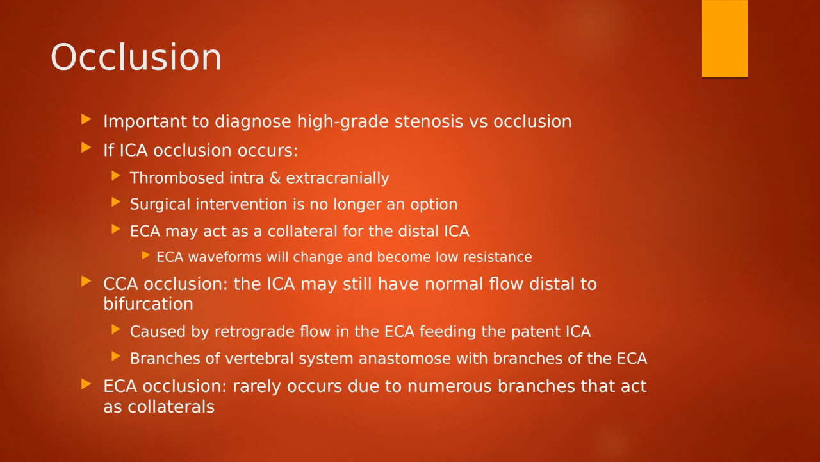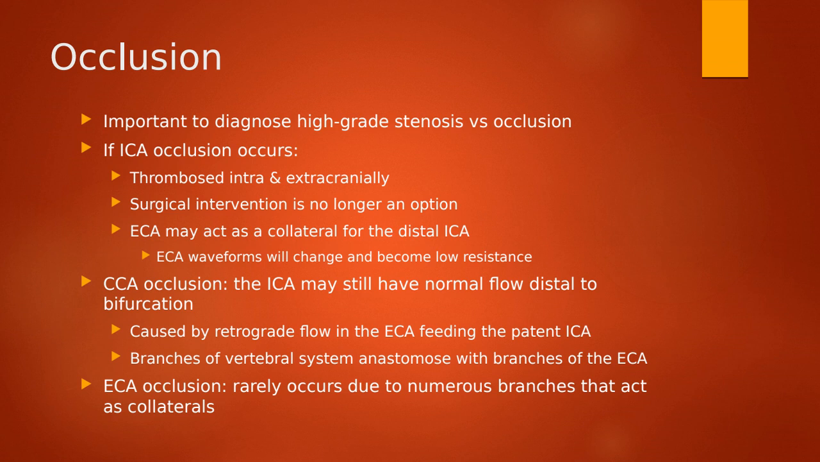What's going to happen in those scenarios is that we are going to rely on those other collateral pathways with our anterior and posterior circulation. So our ECA is going to act as a collateral for that region of the ICA, and it's going to communicate with that vertebral to be able to get that blood supply up into that brain.